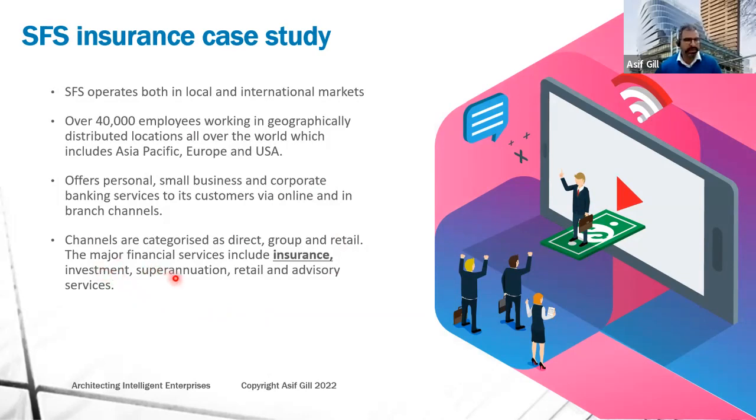And the channels are categorized as, let's say, direct, group, and retail. And the major financial services include insurance, investment, and superannuation, retail, advisory, and others. So really, this is setting up a context which will help me to elaborate and demonstrate some of the things, concepts and tools I'm going to discuss today.